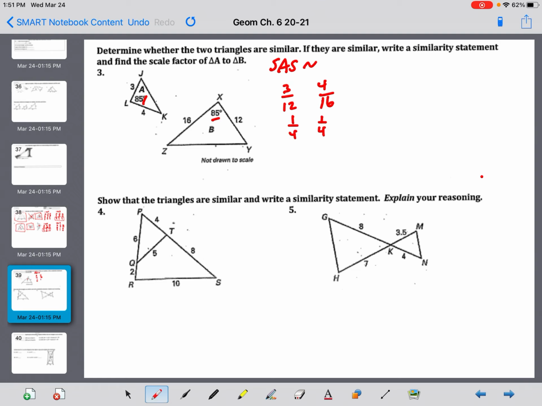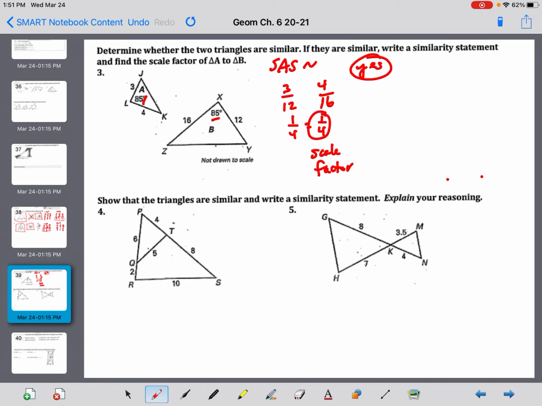That simplifies to 1/4. I can divide that first pair of numbers by 3. The second ratio, I can divide them both by 4. So yeah, these are equal. So we do have side angle side similarity, so we put a big yes there. They're similar. If they are similar, write a similarity statement and find the scale factor. Well, this is the scale factor.